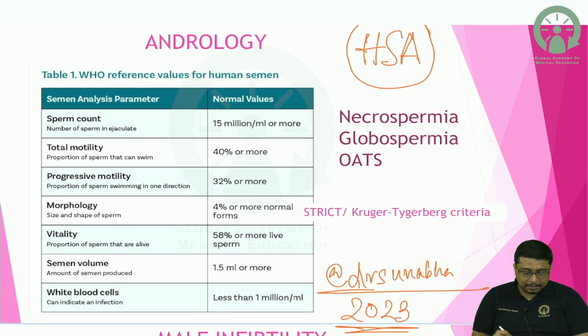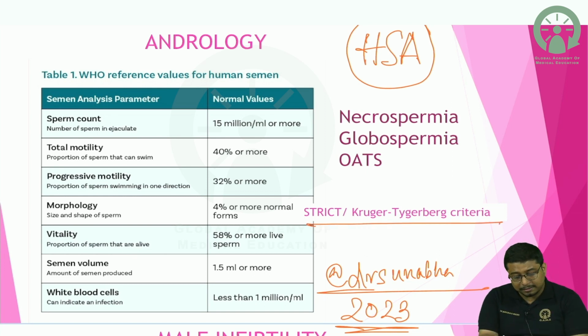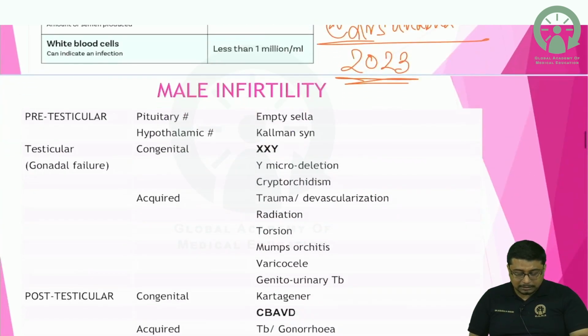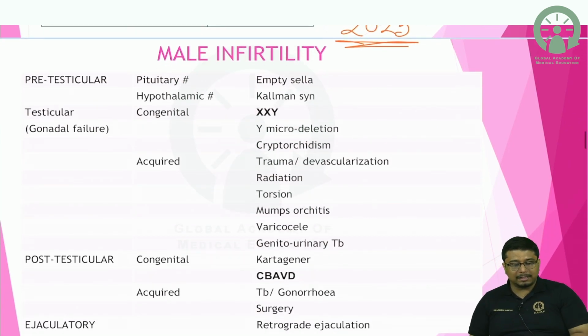Don't read this. Remember, morphology is diagnosed by strict Kruger-Tygerberg criteria. Necrospermia is dead sperm. Globospermia is sperm with deformed heads. And if the number of sperms is less, it is oligospermia. If the sperms are non-motile, it is asthenospermia. If they are of abnormal morphology, this is teratospermia, and together they are OATS, oligoasthenoteratospermia.